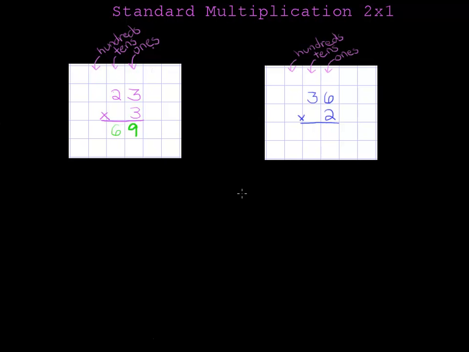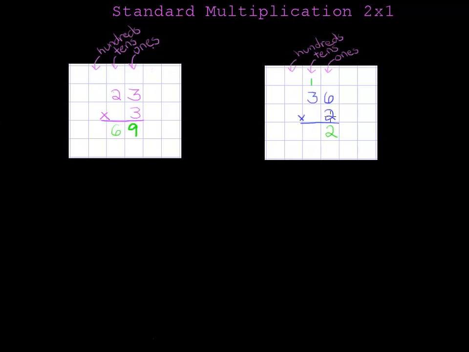Let's try another one. I'll start by multiplying the ones place first. So 2 times 6 is 12, but 12 does not fit in this box. So what I have to do is break the 12 up and carry just like I would carry when I'm adding. So the 2 goes down below, and I carry a 1 into the next column.